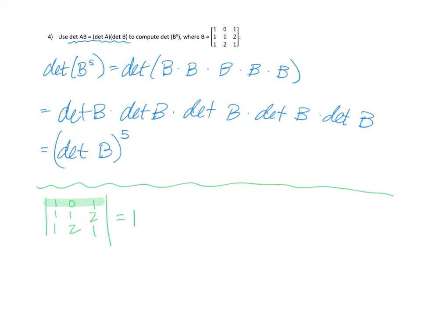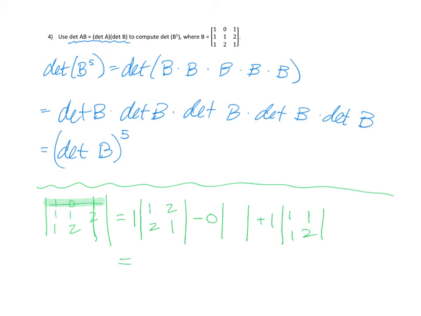So this is going to be a 1 times the determinant of the 2 by 2 you get when you knock out the row and column of that 1. So you're going to get 1, 2, 2, 1. And then I have minus 0 times a 2 by 2, that doesn't matter, plus 1 times 1, 1, 1, 2, knocking out the row and column that 1 is in.